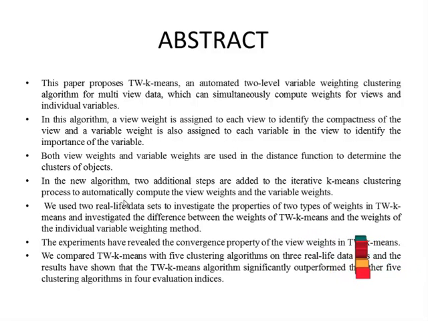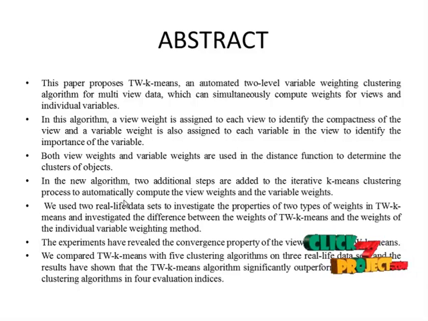With the two types of weights, compact views and important variable weights can be identified, and the effect of low quality views and noise variables can be reduced. Therefore, TWKMNs can obtain a better clustering result than individual variable weighting clustering algorithms for multiview data.